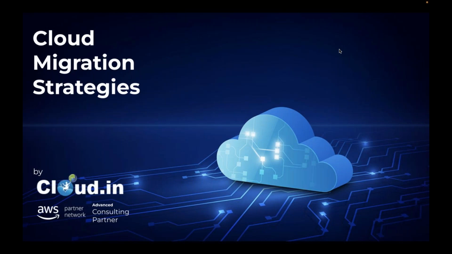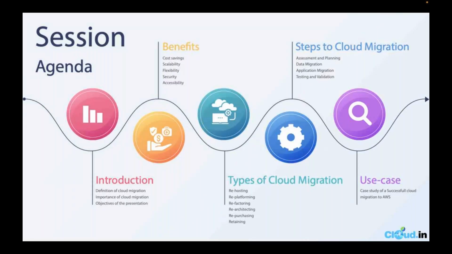Let us first start with the session's agenda. Today we will be covering, firstly, the introduction. Here we have a definition of cloud migration, importance of cloud migration, and objectives of the presentation. Following this, we will be seeing the benefits that we acquire by opting for cloud migration, which are cost savings, scalability, flexibility, security, and accessibility. Following this, we have types of cloud migration, which are rehosting, replatforming, refactoring, re-architecting, repurchasing, and retaining. We will have a brief introduction and brief detailing about all the types.